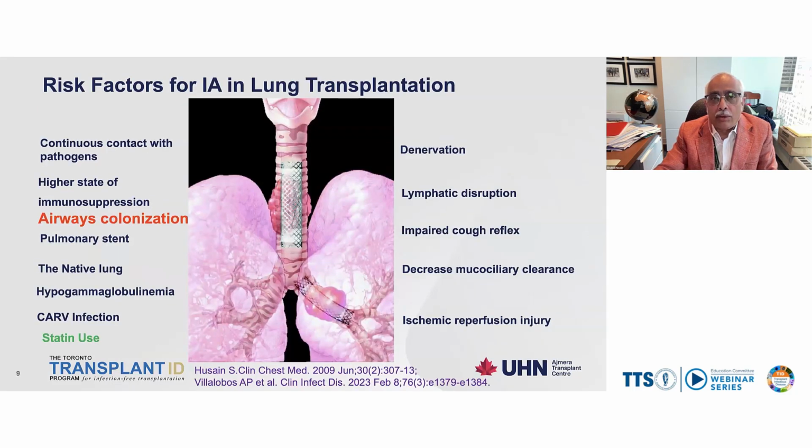Now, what are the risk factors of invasive aspergillosis in lung transplant? On the left are the risk factors which are relatively unique to lung transplant recipients, and on the right are the surgical risk factors that can happen. Lung transplant, as you know, is the only one of the organs that is in continuous contact with pathogens, with a higher state of immunosuppression. If you want to remember one risk factor, it will be airways colonization, presence of pulmonary stent, native lung, hypogammaglobulinemia, and community-acquired respiratory virus infection.